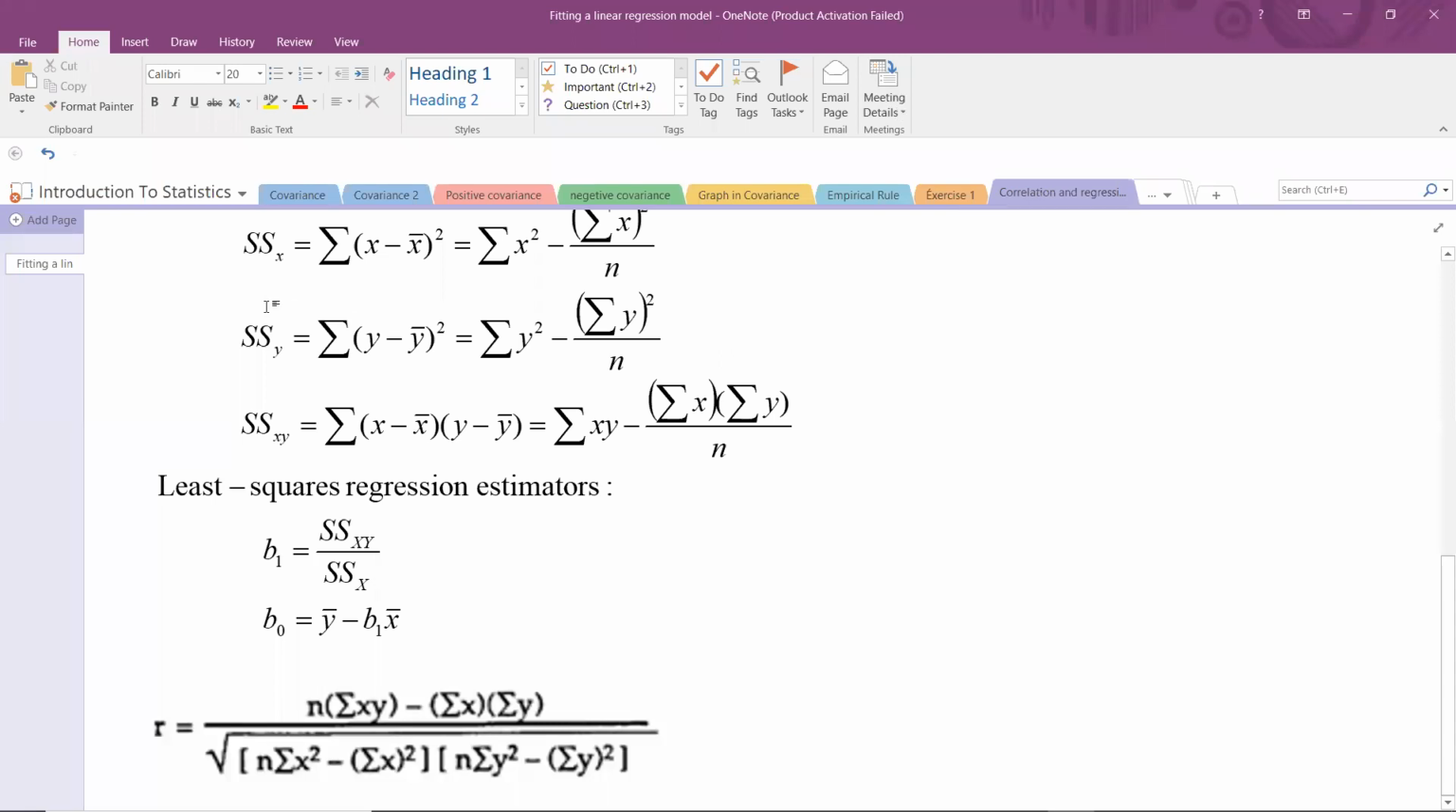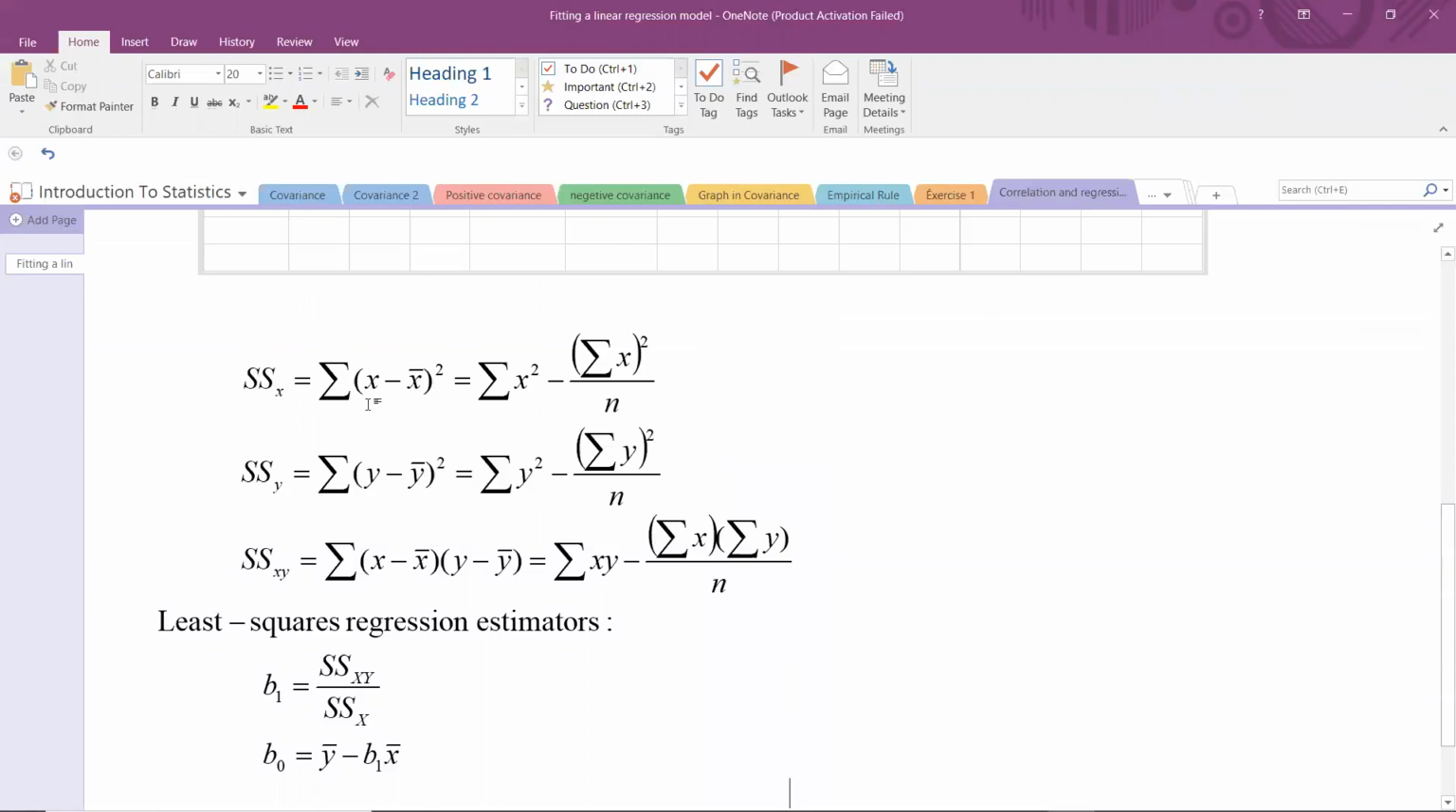These are the formulas for finding the coefficients. These 2 are the regression coefficients, beta naught and beta 1. Beta naught is the estimate of the intercept, beta 1 is the estimate of the slope, and R is the coefficient of correlation of the data. So these three items are to be computed: B0, B1 and R. For these we need SSXX, SSYY, SSXY. These three items.